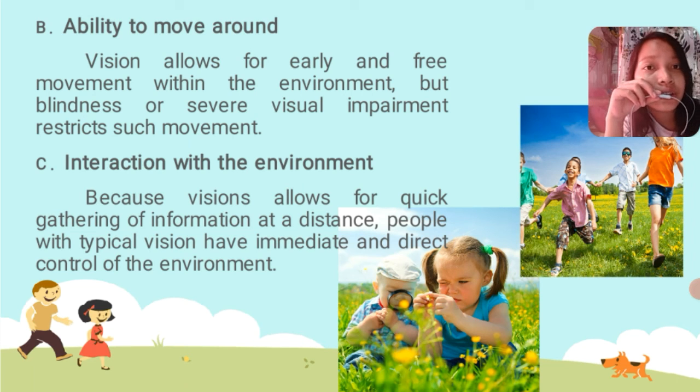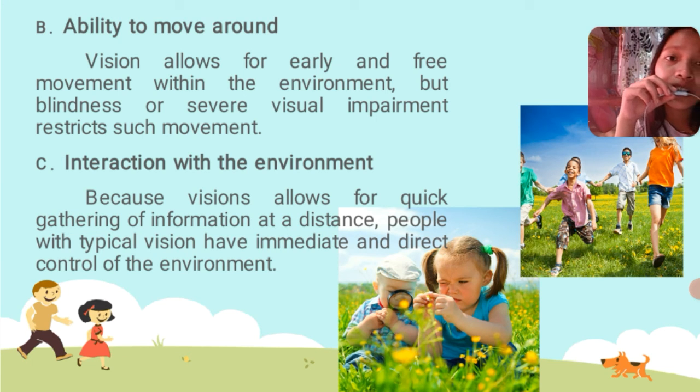Letter C, interaction with the environment. Because vision allows for quick gathering of information at a distance, people with good vision have immediate and direct control of the environment. Ang people with visual impairment is maglisod siya ni kay maglisod man siya og tanaw, ilang vision is dili man clear or blurry. So ang pag-interpret sa mga images nga makita is dili paspas.